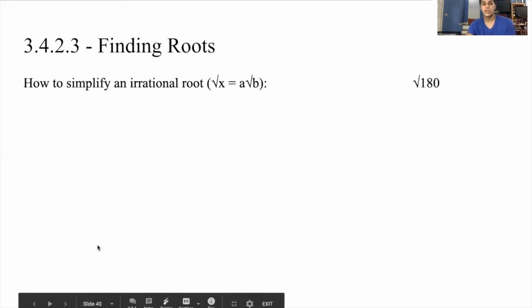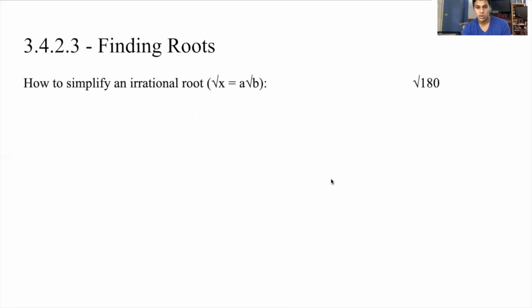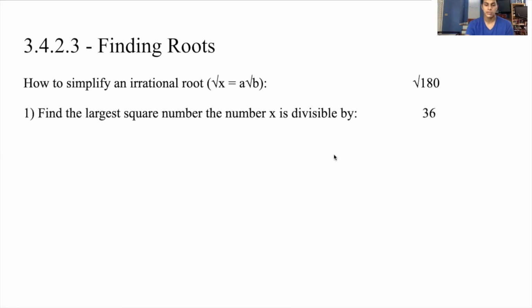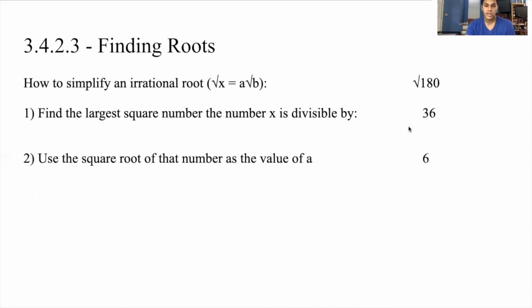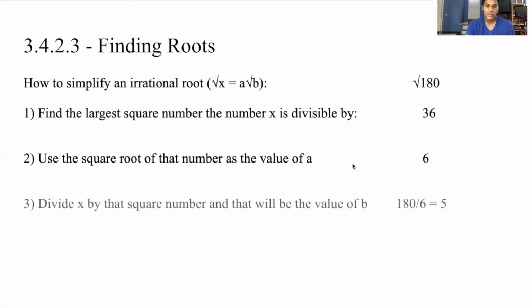Then finally, we talked about how to find these simplified roots, where if, for example, we have the square root of 180, your first step is to find the largest square number that number is divisible by, which is 36. Then you use the square root of that number as the value of a. The square root of 36 is 6, so 6 would be a. And divide x by that square number, and that will be b. So since 180 over 36 equals 5, our value of b would be 5. So the square root of 180 is 6 times the square root of 5.